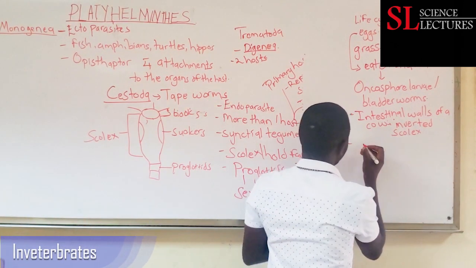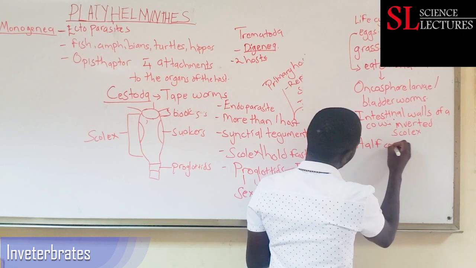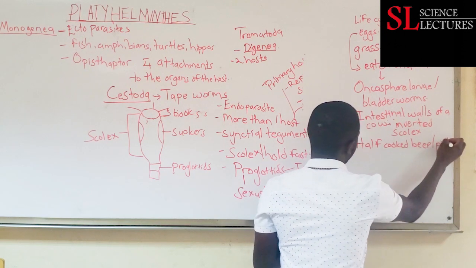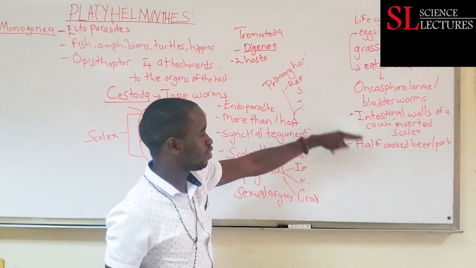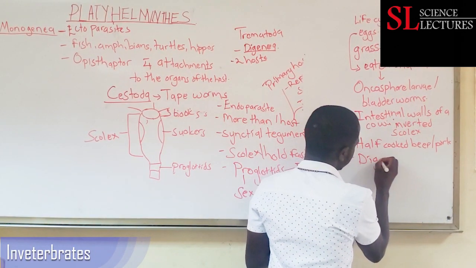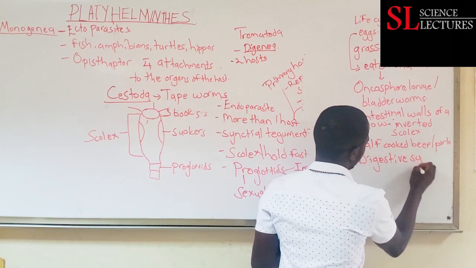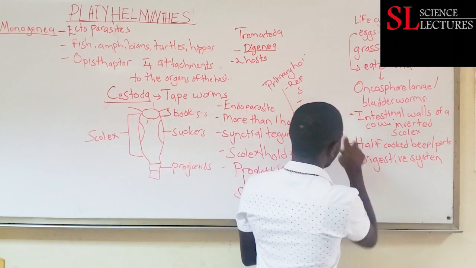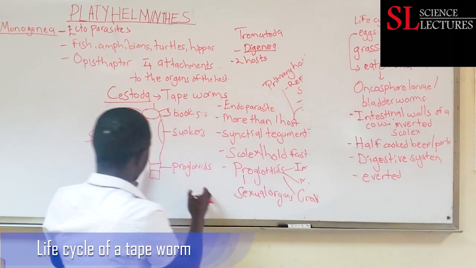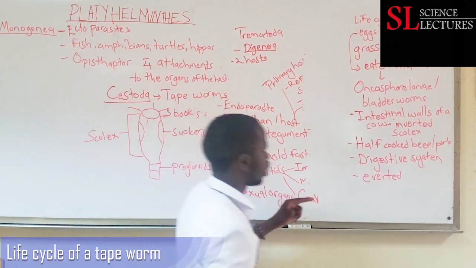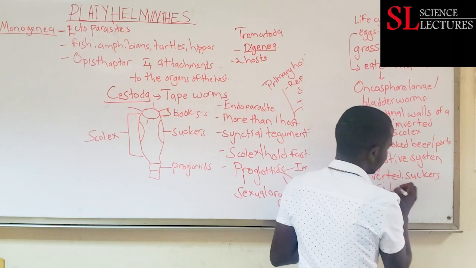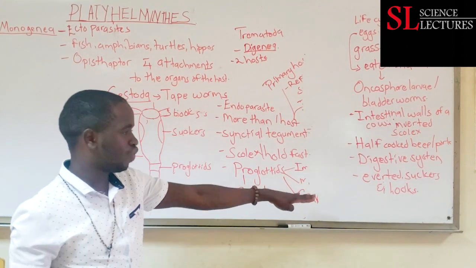Then when there is eating of half-cooked beef or pork, this oncospora larvae shall also be swallowed in. From here, they shall swim until they make it to the digestive system, specifically in the small intestines. So then this inverted scolex shall be put straight as you're seeing this one. Then it shall develop suckers and hooks for attachment.